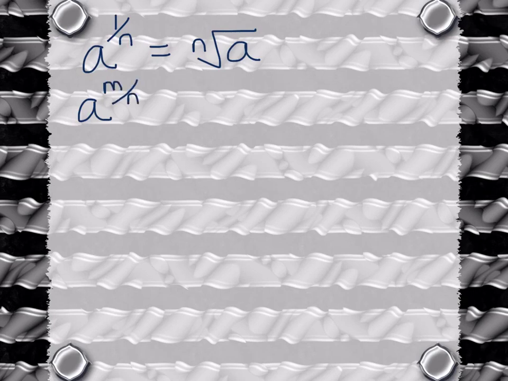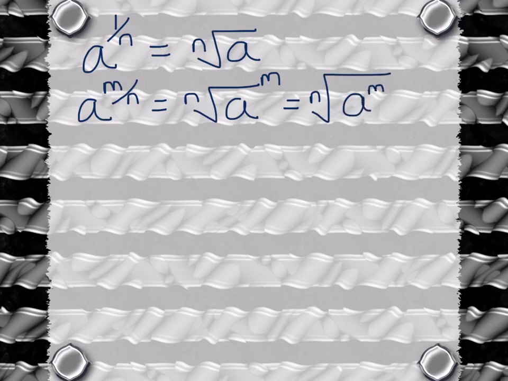Alright, so just as a review, we said a to the 1 over nth power is the same thing as the nth root of a. So what happens if we take a number and raise it to m over n? That's the same thing as taking the nth root of a to the mth power, or the nth root of a to the m. It doesn't matter if you take the power before or after you do the root.